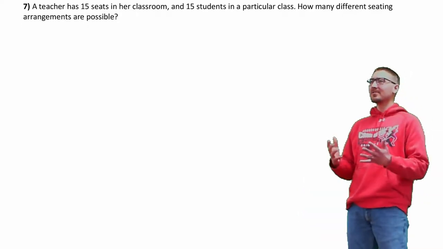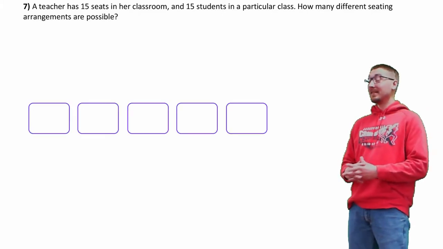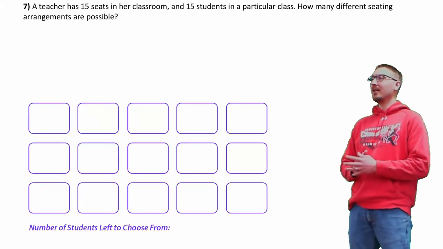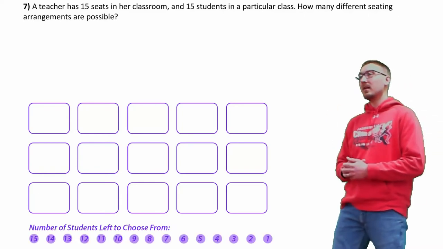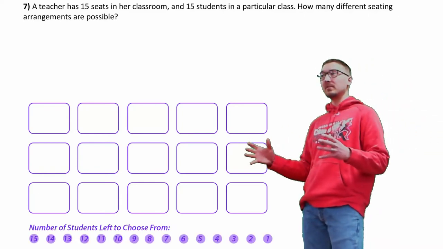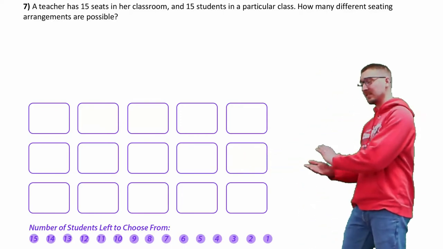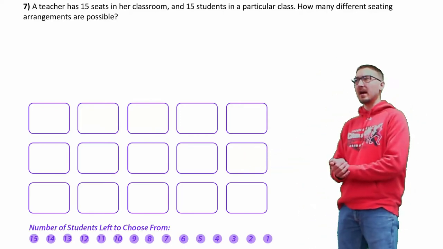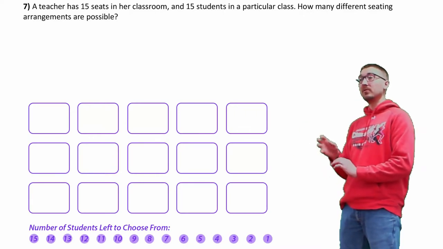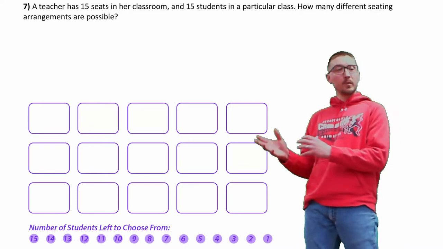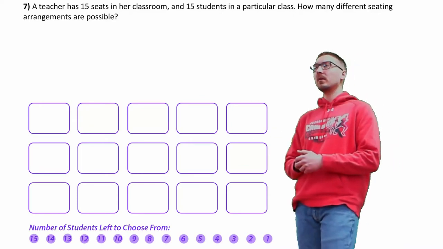Question 7. A teacher has 15 seats in their classroom and then 15 students in a particular class. How many different seating arrangements are possible? And it's important here that we are filling up all the seats, 15 students and 15 seats. Now, it's not going to be 15 times 15, which might be your initial reaction, but it's that every seat is being used. Because you're using every single seat, factorials are really the way to go here.